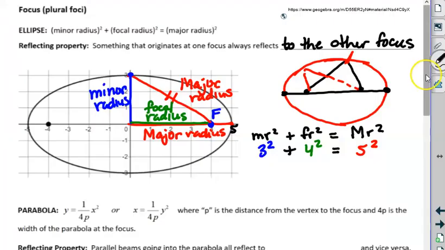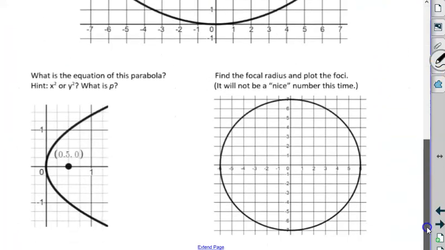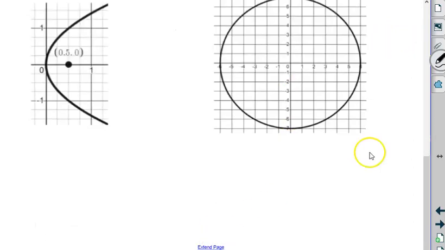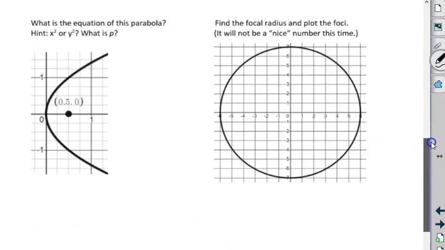Okay, so let's go down to the bottom and look at one more example of finding the focal radius and plotting the foci. And it says it will not be a nice number this time. So let's locate, first of all, the major and minor radius. So this direction is actually the minor radius because it's only 6 units long. And this is the major radius because it's 7 units long. Okay, so major and minor.